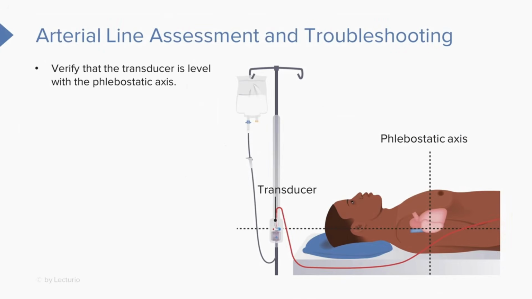If that transducer is below the phlebostatic axis, you're going to have an artificially high blood pressure. And if that transducer is above the phlebostatic axis, you're going to have an artificially low blood pressure. Now, with patients, we can get the transducer to be incorrect when we're moving patients around, when we're bringing the head up or down, when we're turning the patient. Every time we do something with the patient, we need to double check that transducer and make sure that it is in line with the phlebostatic axis.